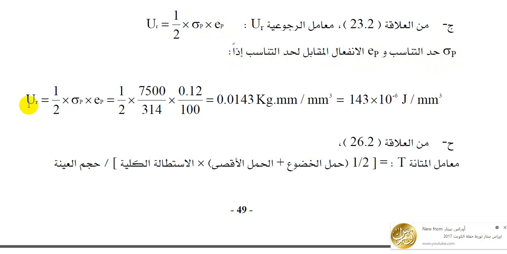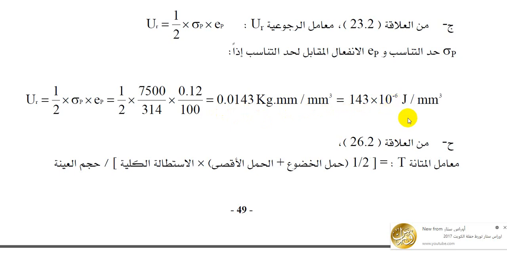So consequently, UR is going to be equal to 1/2 times sigma P times EP, equals 1/2 times 7500 times 0.12, which as you can see right in front of you is valued as follows: kilogram millimeter squared, millimeter cubic, equal to 143 times 10 joule.